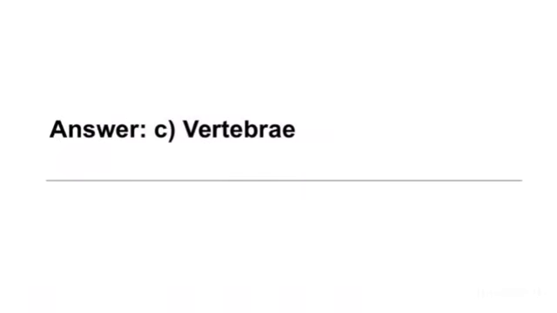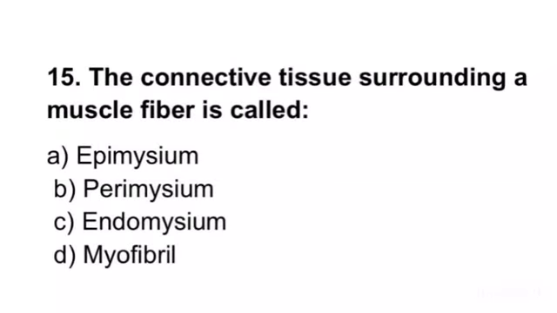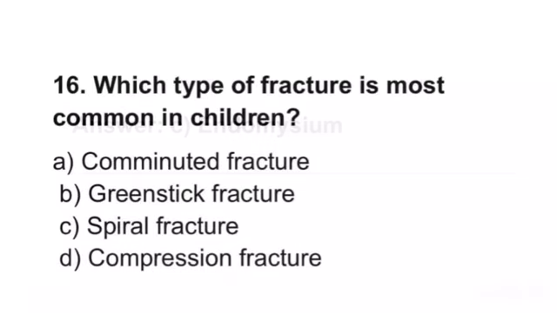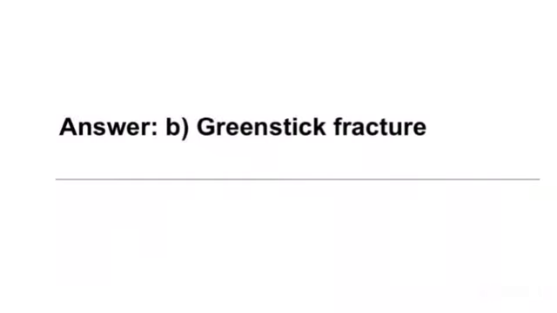Vertebrae. 15. The connective tissue surrounding a muscle fiber is called A. Epimysium. B. Perimysium. C. Endomysium. D. Myofibril. Answer: C. Endomysium. 16. Which type of fracture is most common in children? A. Comminuted fracture. B. Greenstick fracture. C. Spiral fracture. D. Compression fracture. Answer: B. Greenstick fracture.